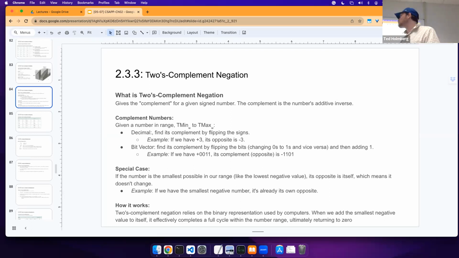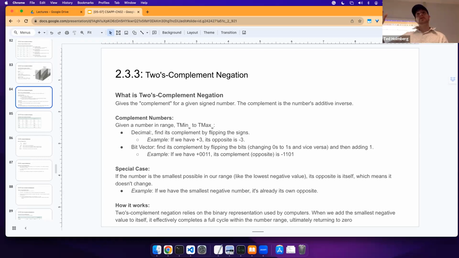So when I say 2's complement negation, let's start by saying it's going to give the complement for a given signed number. The complement mathematically is the number's additive inverse. So in decimal mathematics, if I had the value of 5, minus 5 would be its complement. That resolves to be 0. That's the additive inverse.